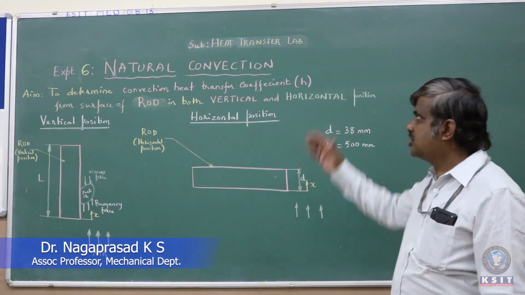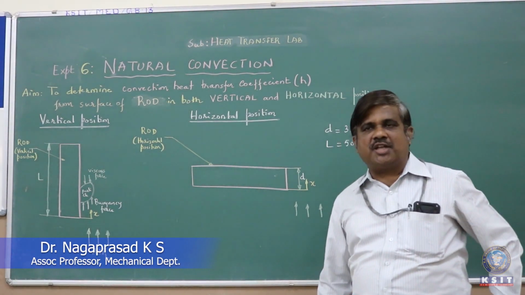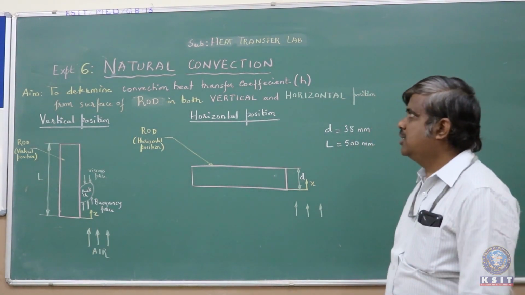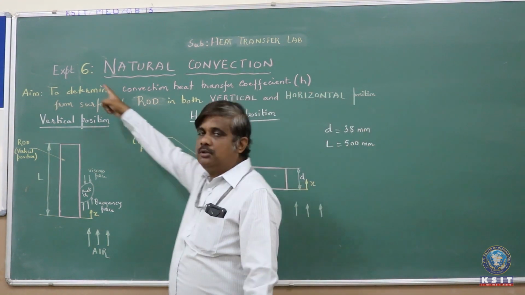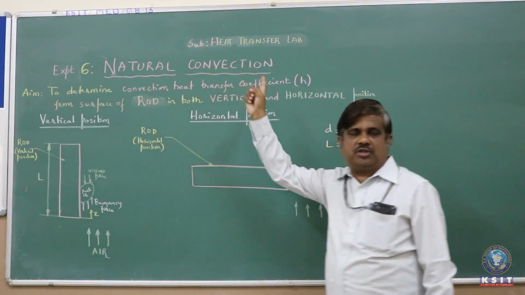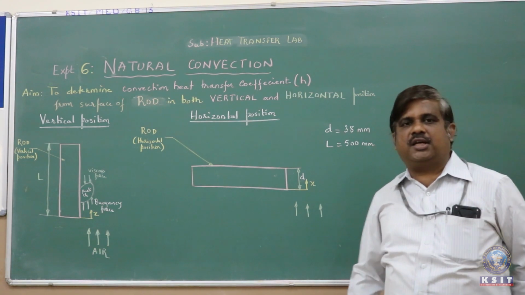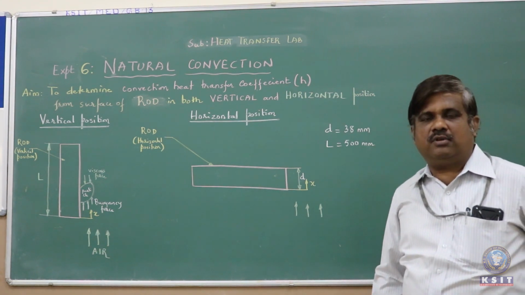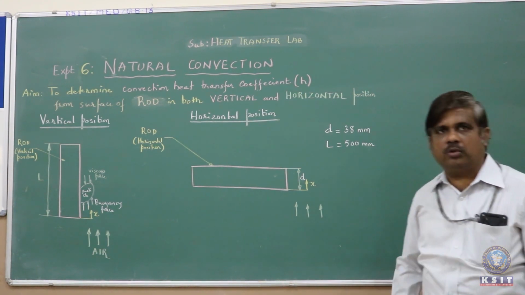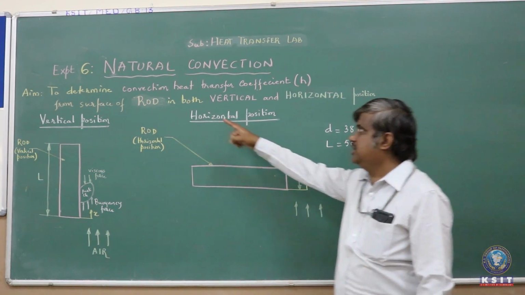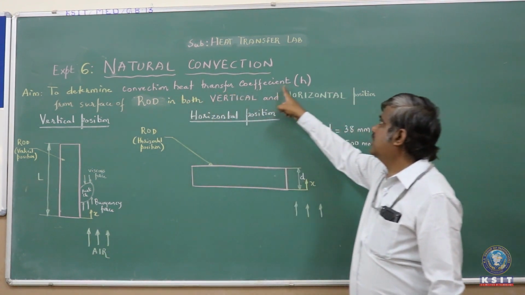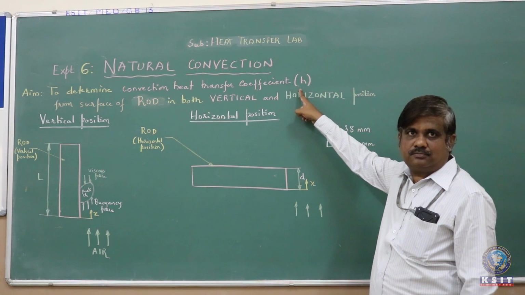Good morning, guys. Today's experiment we'll discuss is natural convection. So, experiment number 6 in the manual. Natural convection, so the convection heat transfer happening in natural mode or the free convection mode. The aim of the experiment is to determine the convection heat transfer coefficient h.